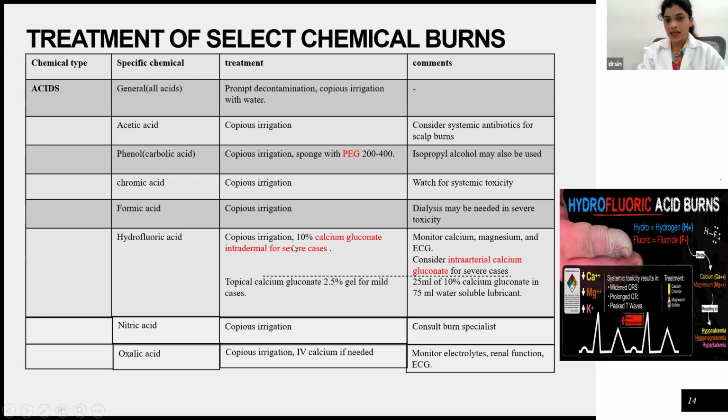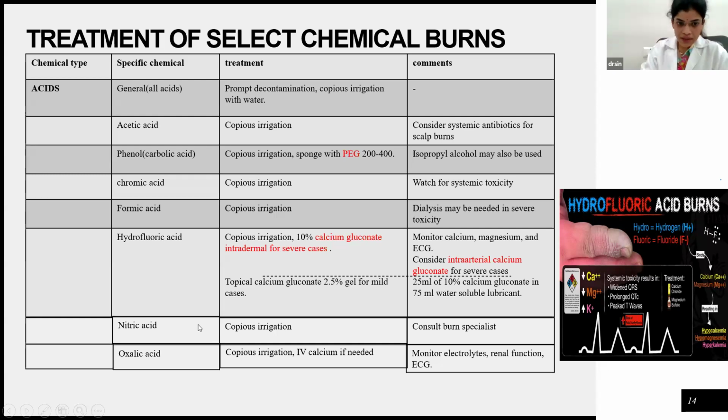Here, copious irrigation is the key, and 10% calcium gluconate intradermal should be considered for severe cases. But there is an alternative, topical calcium gluconate, which is available as 2.5% gel for mild cases. And the main thing that we'll have to do here is to monitor calcium, magnesium, and ECG continuously, and also consider intraarterial calcium gluconate for severe cases. And 25 ml of 10% calcium gluconate in 75 ml water soluble lubricant is yet another topical form of giving calcium gluconate in case of hydrofluoric acid burns.